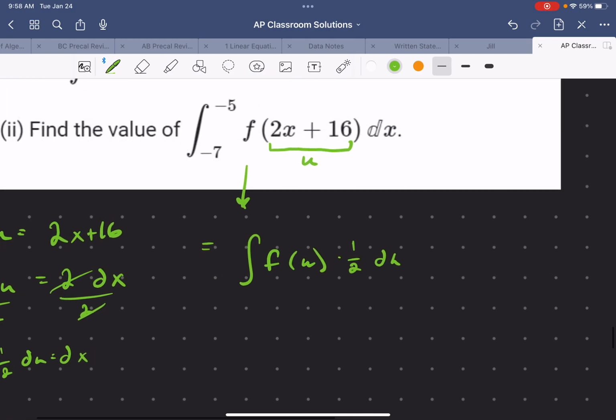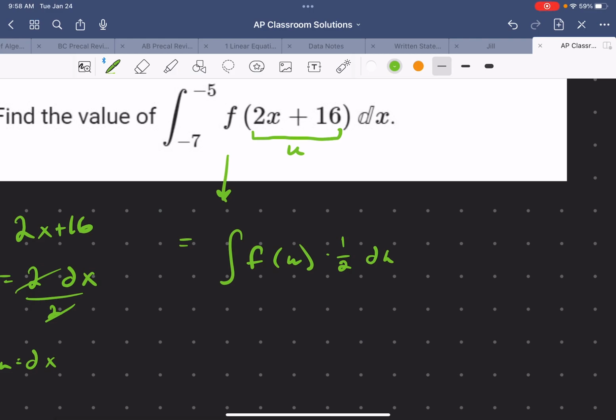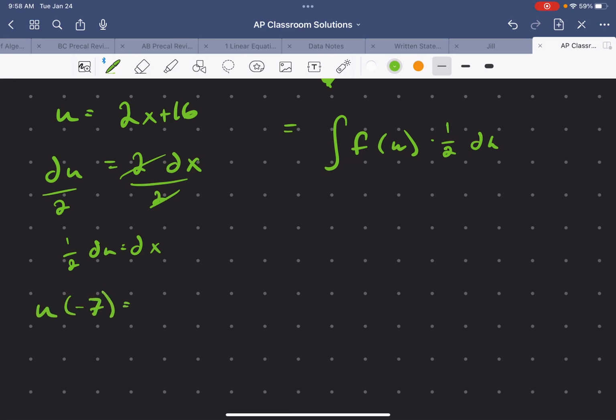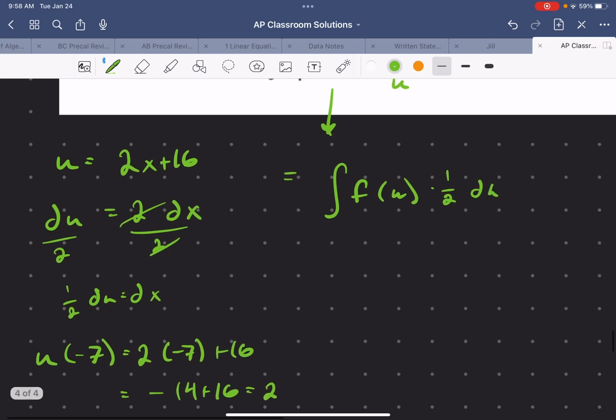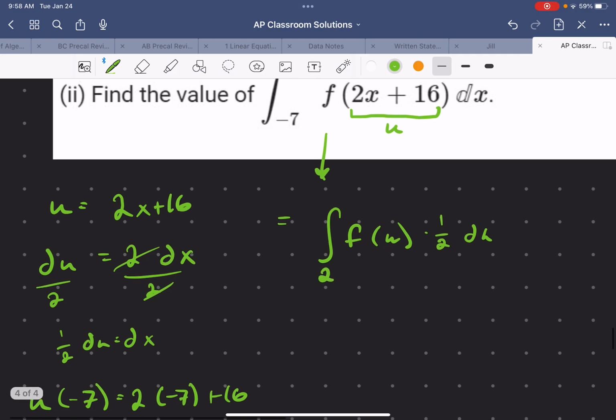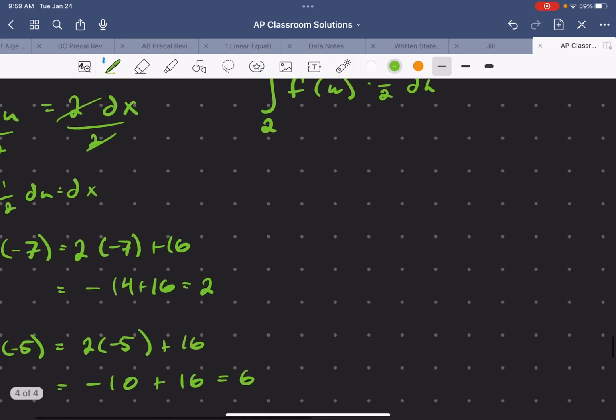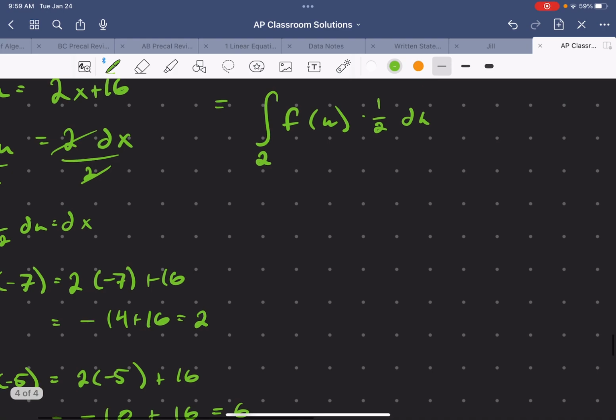I need to figure out the boundaries. So we've got boundaries from -7 to -5. So I have to plug in my -7 into u. That'd be 2 times -7 plus 16. -14 plus 16 is 2. So -7 was the lower bound, so 2 is my new lower bound. And the -5 was the upper bound. U of -5. I'm trying to hurry because I think my iPad is about to run out of memory. Negative 10 plus 16 is equal to 6. These videos take up a lot of space. Okay, so upper boundary is 6.